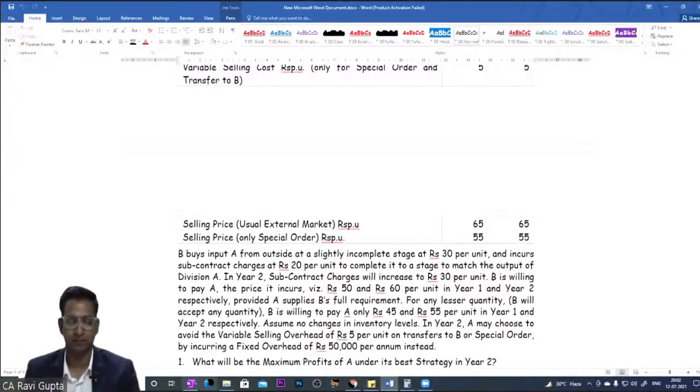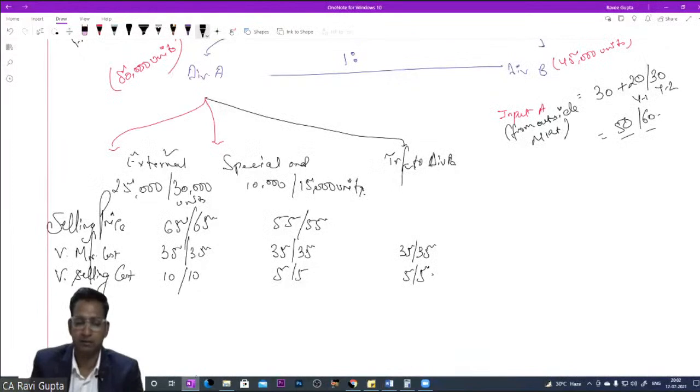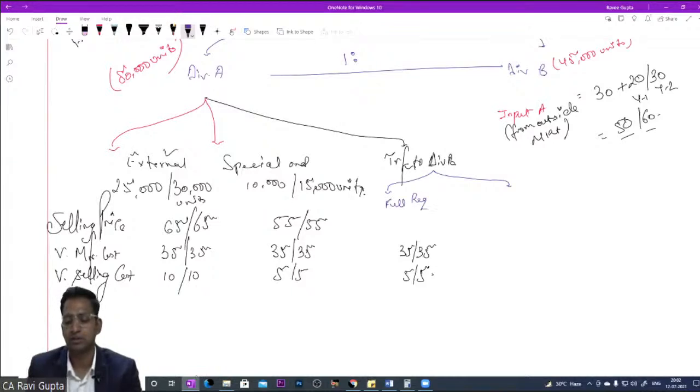What they are saying is, this division B has an option. What kind of option? Either supply the full requirement, then they will be getting 50 rupees in year 1 and 60 rupees in year 2. That is, the full requirement is 45,000 units. What if a lesser quantity?